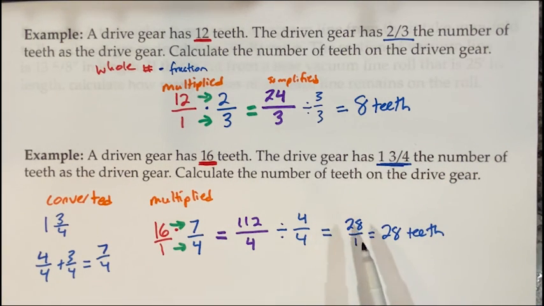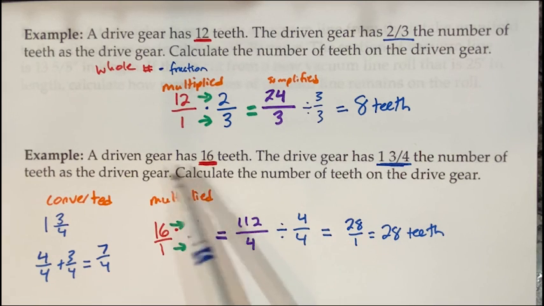So there we have it. In this example, the drive gear is going to have 28 teeth, while the driven gear only has 16.